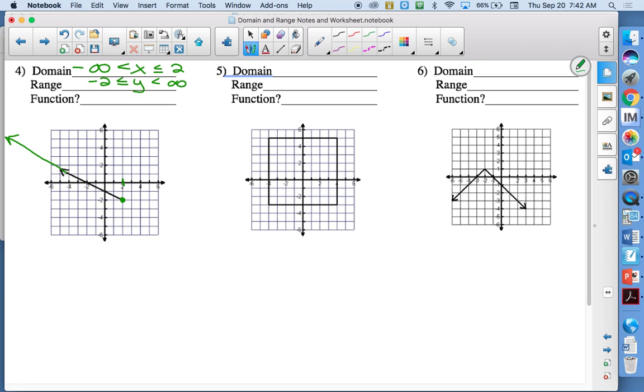Is this one a function? Yes. It passes the vertical line test, therefore it is a function. It's also continuous. The graph that we have here does not have any breaks in the graph. There's not any place where it stops, or it has an open circle. So this is also a continuous graph.